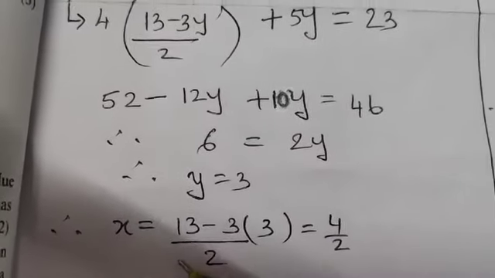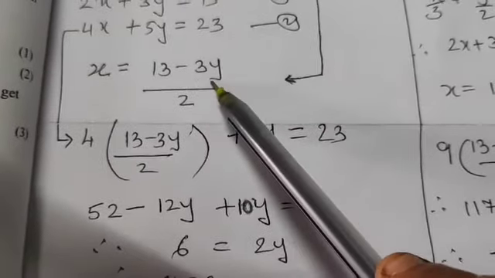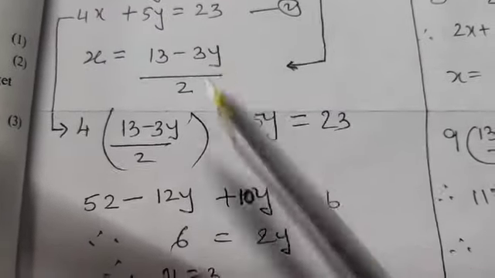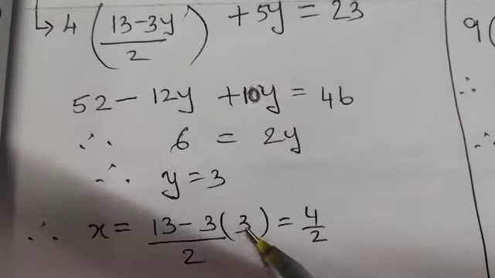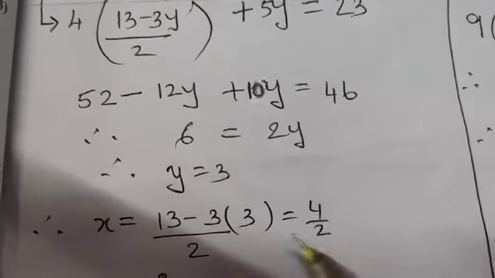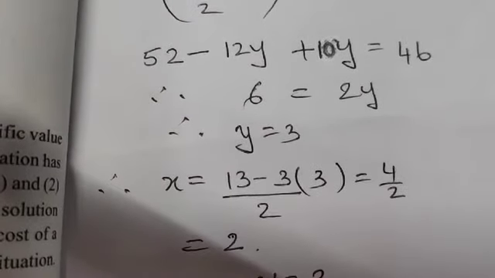This y value, now again you substitute in the value of x. X, what did we suppose? 13 minus 3y. So in this y, we are going to put the y value 3. So 13 minus 9 is 4. 4 by 2 gives me 2. So you got the answers. x is equal to 2 and y is 3.